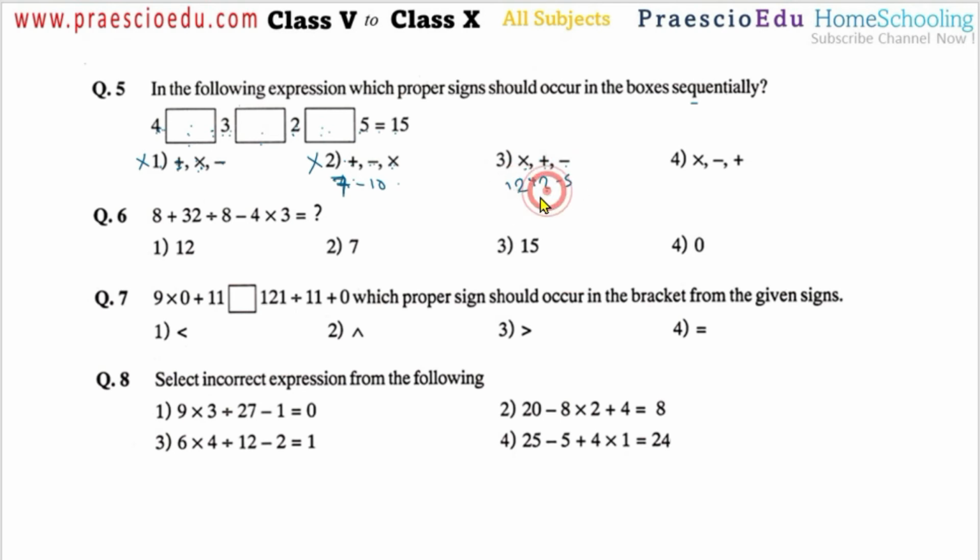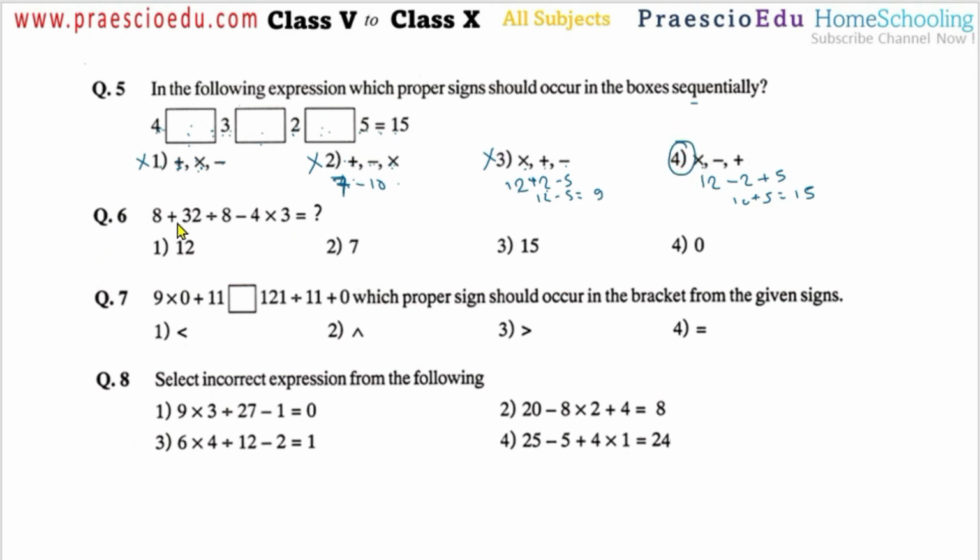So 12 plus 2 is 14, minus 5 means it's 9. So it's also incorrect. Now 4 multiplied by 3 is 12, minus 2 plus 5. So 12 minus 2 is 10, plus 5. So 10 plus 5 is 15. Now this is equal to the other side. So option number 4 is correct.